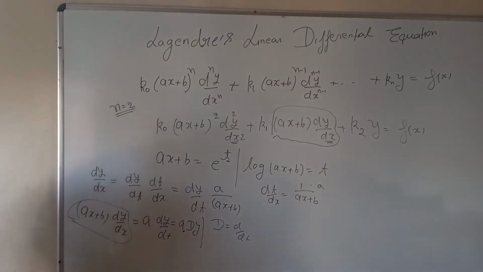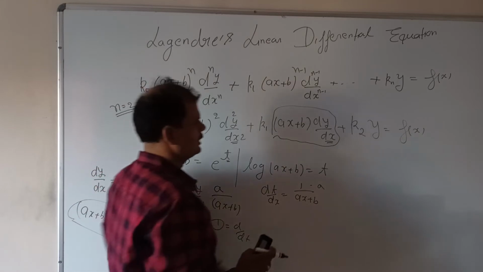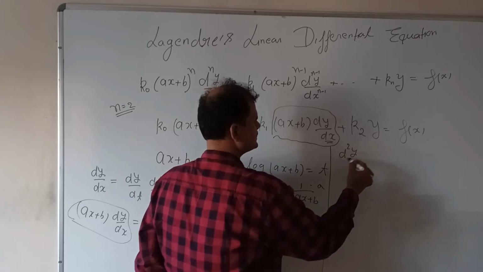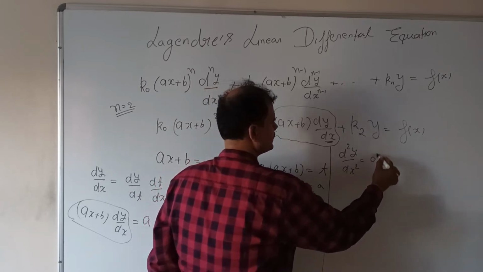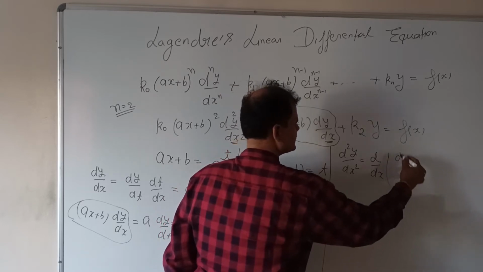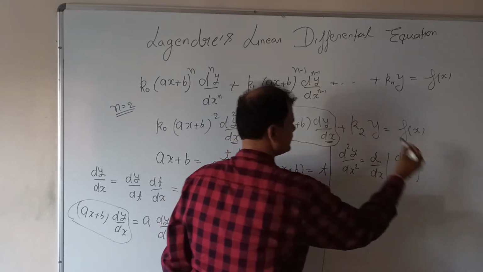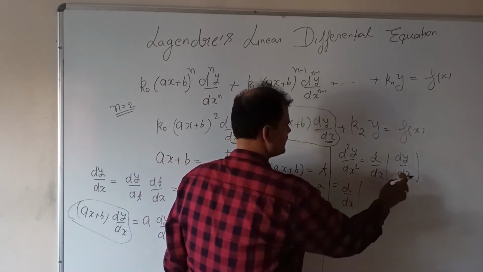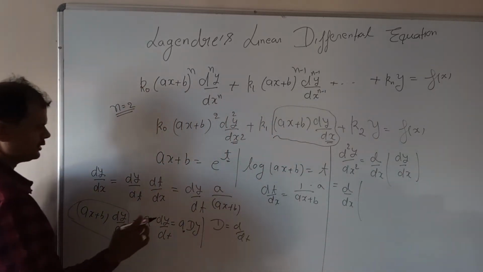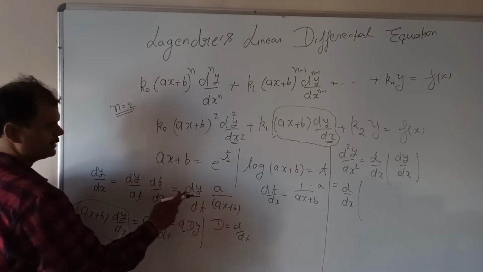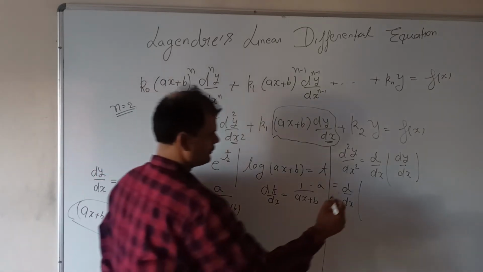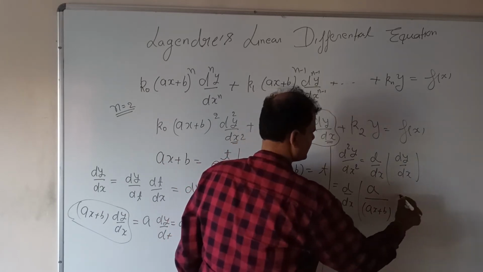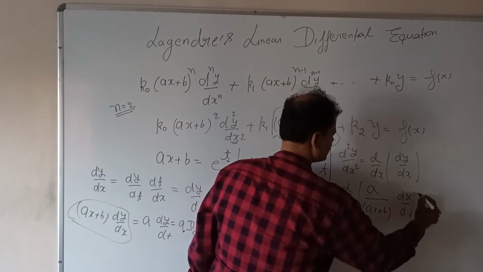Fine. Okay. Let us see the second derivative. So the second derivative d2y by dx square equal to d by dx of dy by dx. So we can write d by dx of, what is dy by dx? Already we have calculated, that is a upon (ax plus b) into dy by dt. So we have d by dx of a upon (ax plus b) and dy by dt.